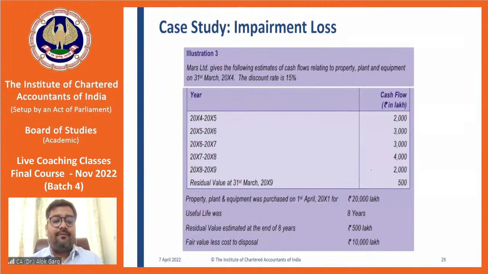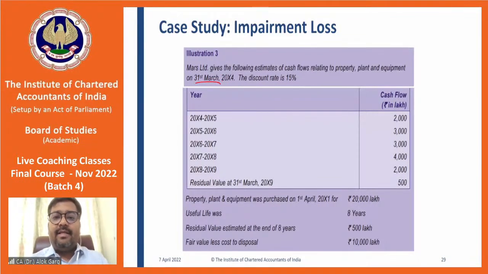Mars Limited gives the following estimate of the cash flows relating to property, plant and equipment on 31st March 2004. And this is a comprehensive kind of question which will clear all your concepts and revise your concepts. So this information is given for 31st March 2004 for a property, plant and equipment.